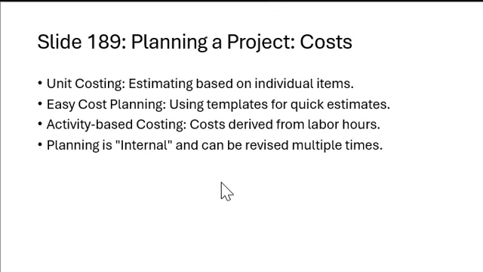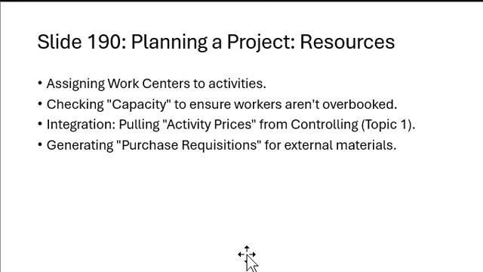Planning a project with cost. Unit costing estimates expenses based on individual project items. Easy cost planning uses a template for quick project estimates. Activity-based costing calculates cost from labor hours worked. Planning is internal and can be revised multiple times. Cost planning ensures realistic financial expectations for the project and helps managers allocate funds across different project activities.